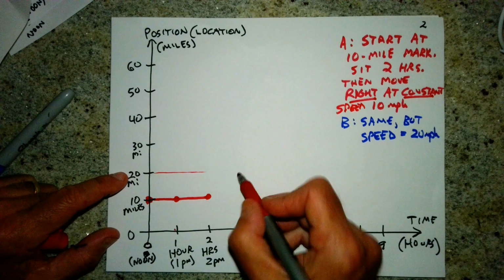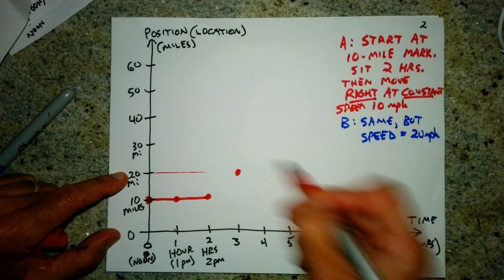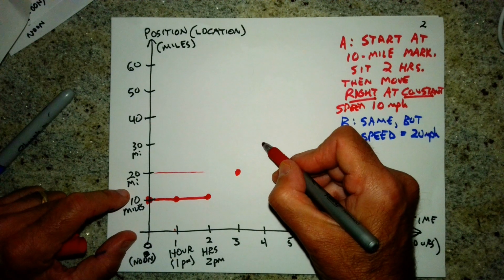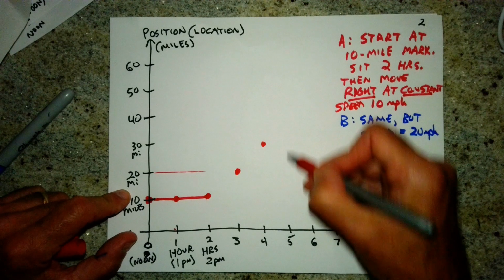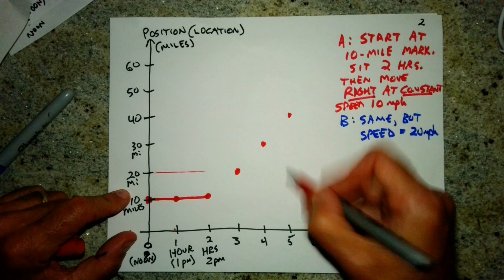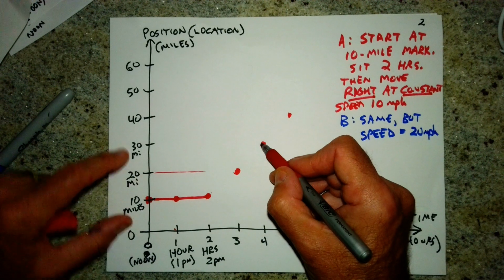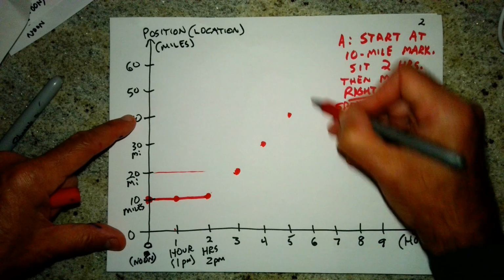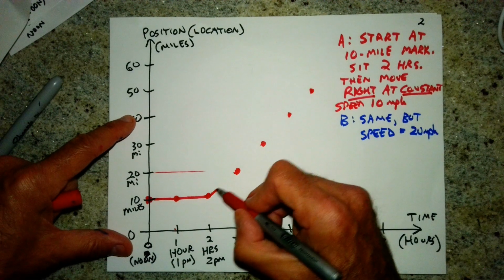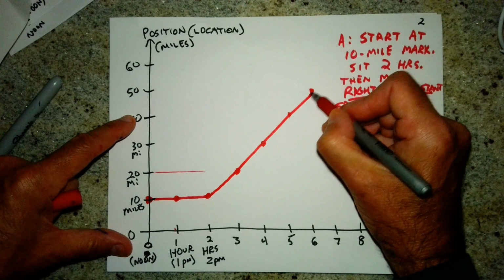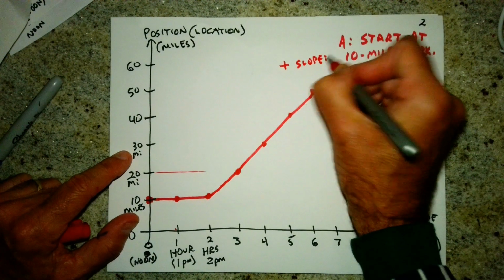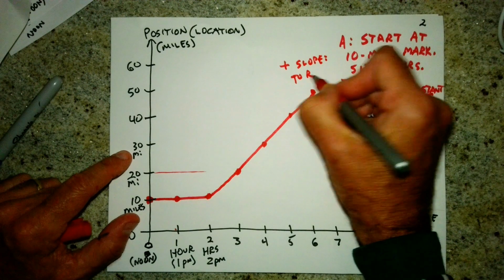So I go over 20. 1 hour later is 3, so there's to be a dot there. Okay. Then an hour after that, it has to be at 30. An hour after that, 40. Because each hour, it's going to the right 10 miles, and that mile marker is getting 10 miles bigger each hour. Okay, and that creates this. Similar to before, but now this is a positive slope, and that means moving to the right.